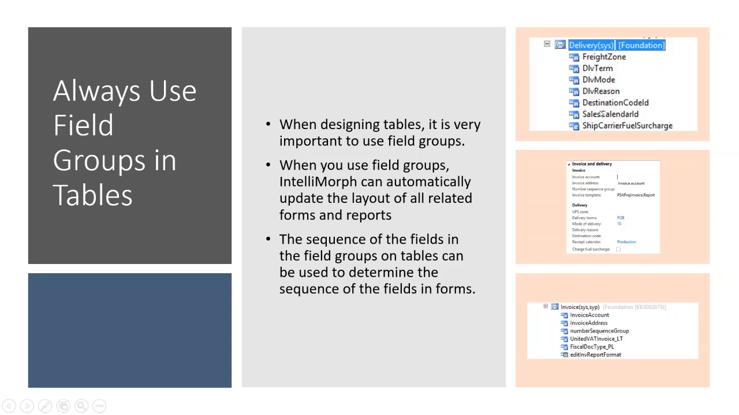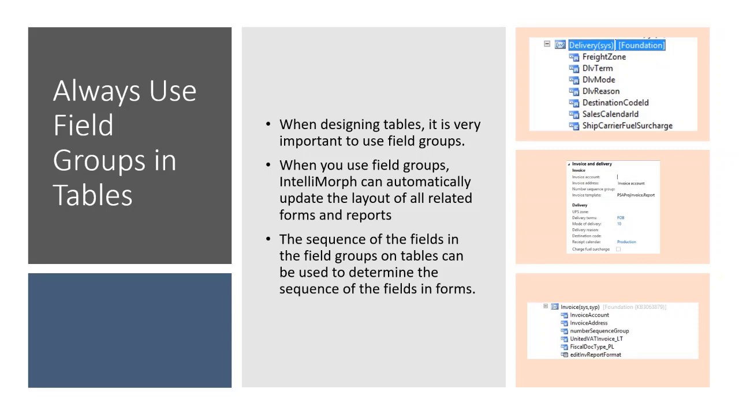Now let's look at the field group on the table for that delivery. So we have freight zone, DLV terms, that is terms of delivery, mode of delivery, delivery reason. And for invoice, we have invoice account, invoice address. And if you see, the sequence is also matching. So once you arrange the sequence in the field group, the system or the compiler will auto adjust the groups.